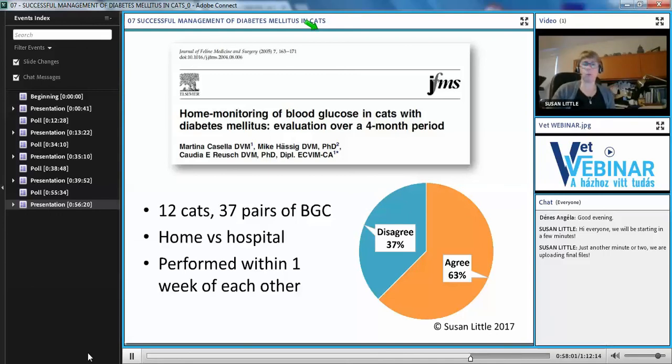Was it always the curve at home that was correct, or the curve that was in the hospital? Sometimes it was the hospital curve that was correct. Sometimes it was the home curve that was correct. So we have to be careful about that. Just some cats don't find it any less stressful to have the curve done at home.